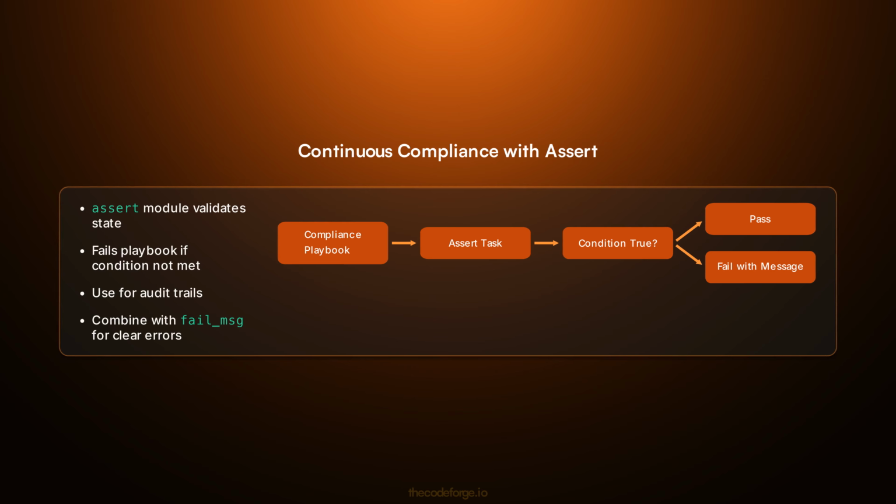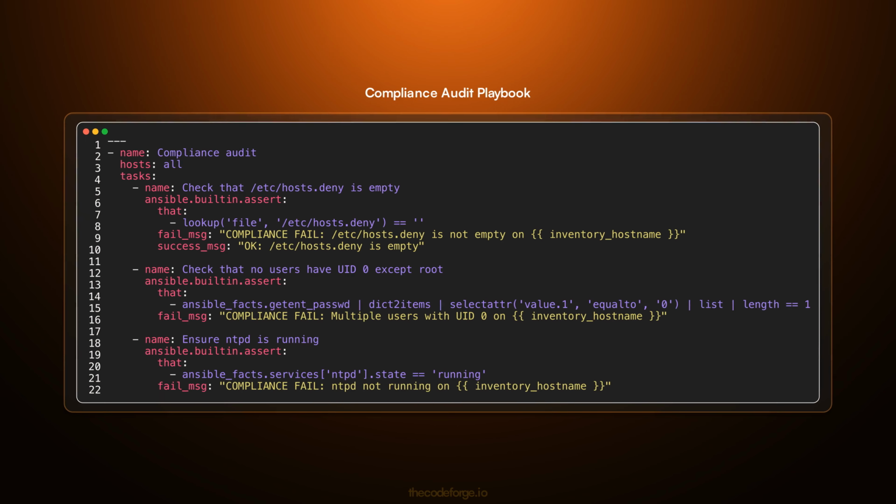Check mode tells you what would change, but it doesn't enforce anything. For real compliance, use the assert module to validate the current state and fail if it doesn't match. This is useful for audit trails. Every run either passes or fails with a clear message. This compliance audit playbook checks that /etc/hosts.deny is empty, that only root has UID 0, and that ntpd is running. If any assertion fails, the playbook stops with a clear failure message.